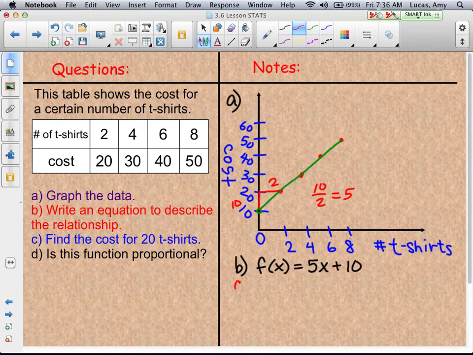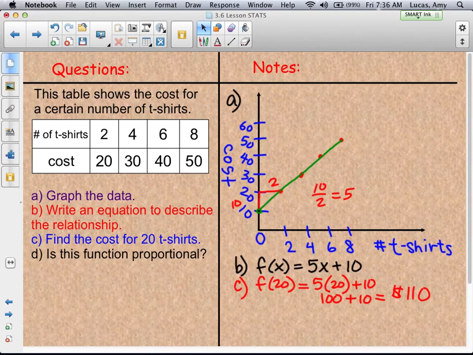Okay, now let's find the cost for 20 t-shirts. So if I plug in 20, 5 times 20 plus 10. That would be 100 plus 10, or $110 for 20 t-shirts. And then part D, is it proportional? No, because my graph did not go through 0, 0. So now we've seen one of each type, where we're looking at a table and answering some questions about it.